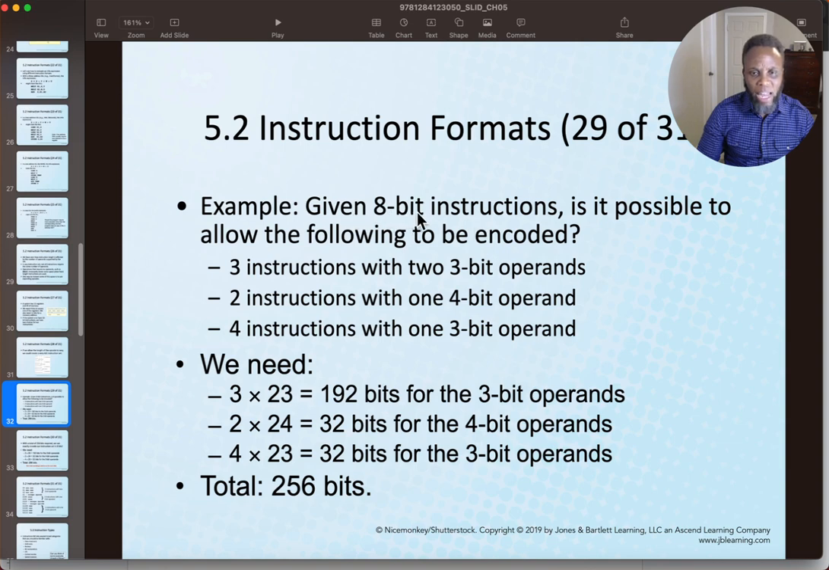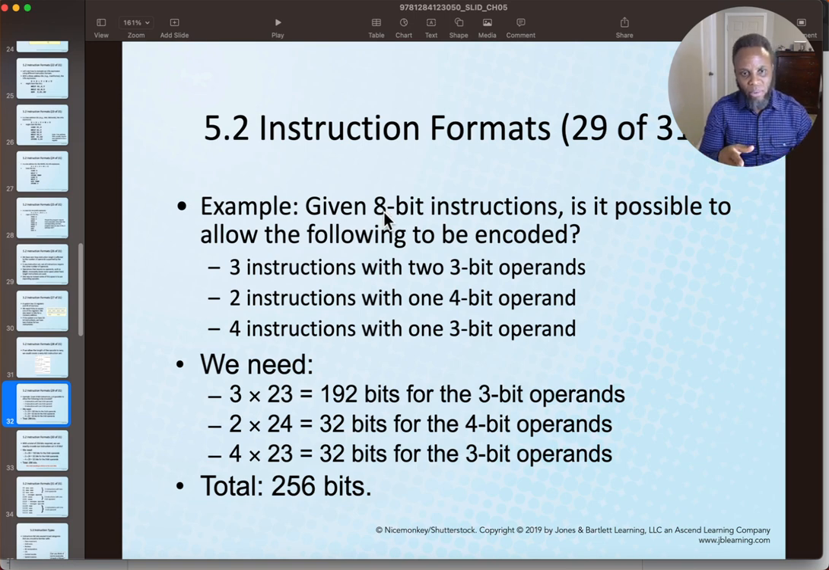So given 8-bit instructions, is it possible to allow the following to be encoded? These slide decks are just trying to determine, given the number of bits, let's say you have an 8-bit architecture, a 16-bit architecture, a 32-bit architecture, how many instructions can you encode using X number of bits?